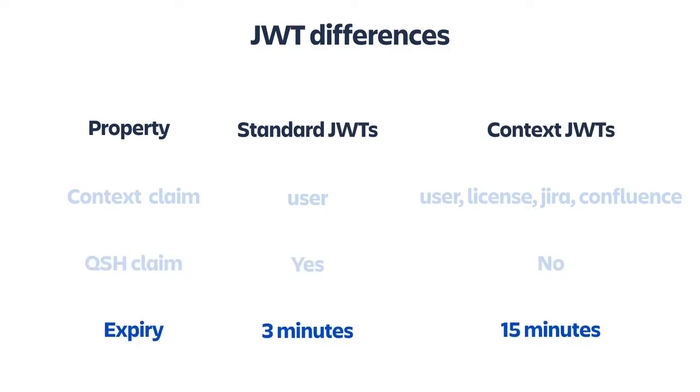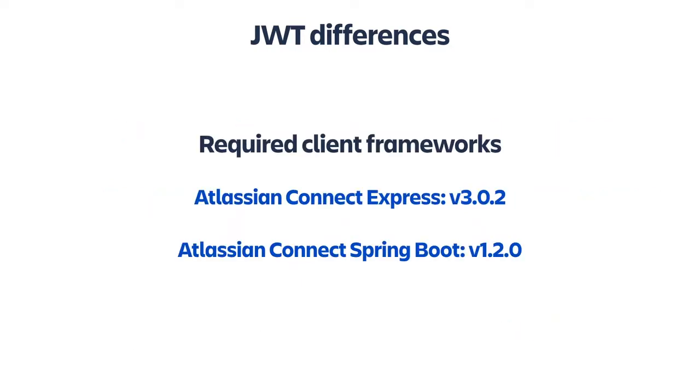Context JOTs also have a longer expiry time. The expiry time is fairly arbitrary, but we felt relaxing it to 15 minutes would result in fewer problems caused by clock skews and excessive delays before app server processing.